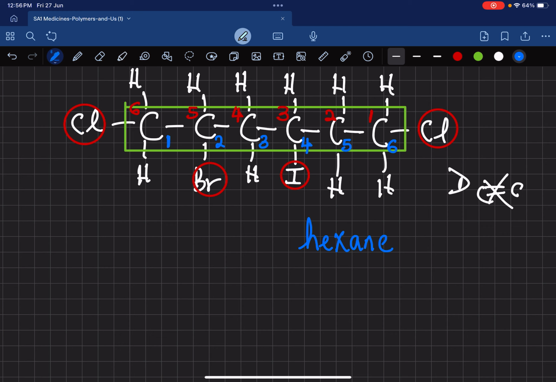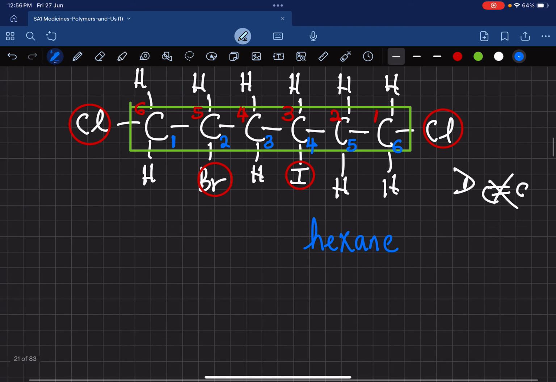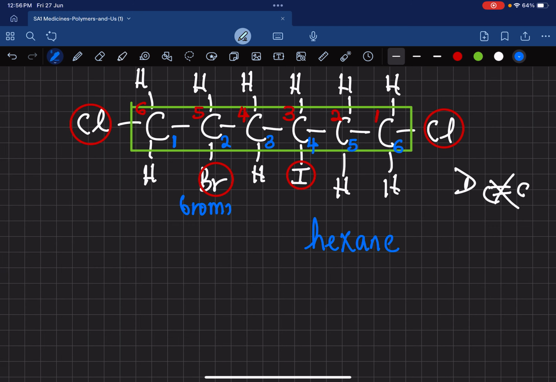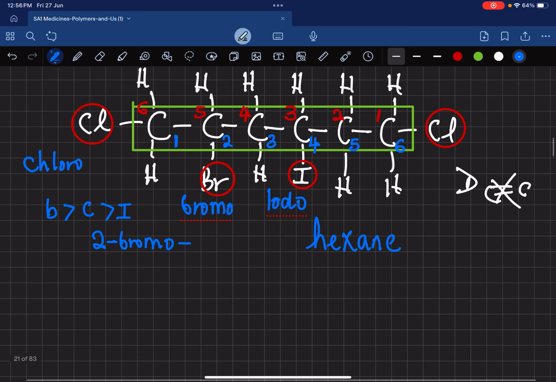Then we have 3 types of groups here. We have the bromo, the iodo, and the chloro. So now we're going to look alphabetically. Alphabetically, B comes before C and C comes before I. So we're going to call this 2-bromo. Then comes C.